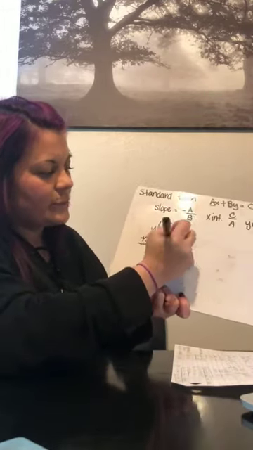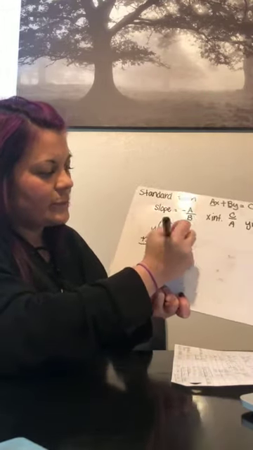It's not there, but we always know that it's understood as a 1. If it's not there, it's understood as a 1. So 1. So the slope, m stands for slope. Slope is negative 2 in this case.